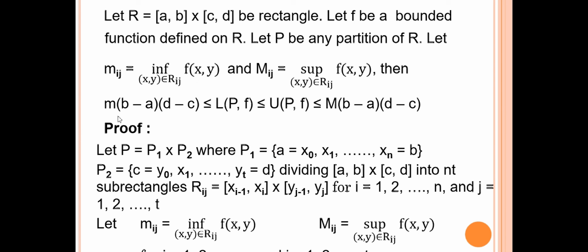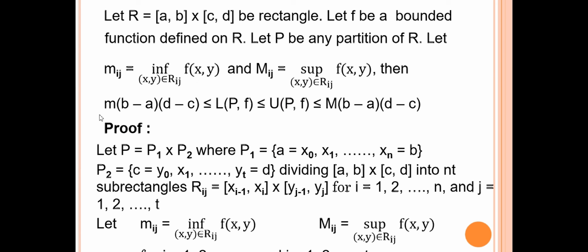Now this result is very important, so we are going to prove it. Let us start the proof. Let P equal P1 cross P2, where as usual we have seen that P1 is the partition of AB and P2 is the partition of CD, dividing the original rectangle into n times t subrectangles called Rij. Rij, we know, is xi minus 1 to xi cross yj minus 1 to yj, where i is from 1 to n and j is from 1 to t.